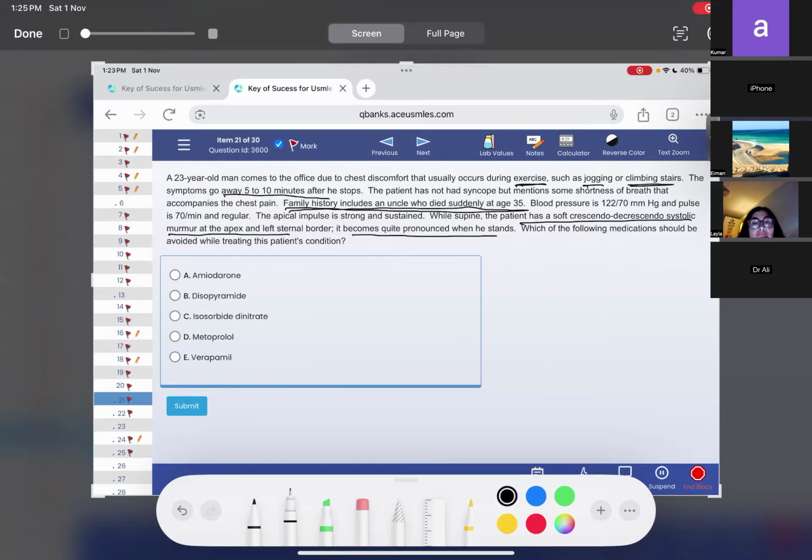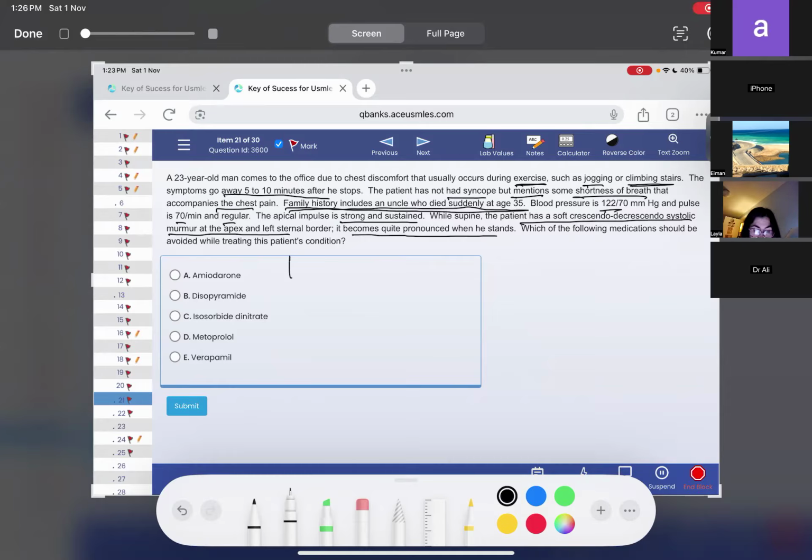The patient has not had syncope but mentioned that he has shortness of breath accompanied by chest pain. Family history of an uncle who died suddenly at age 35. Blood pressure is normal, 122/70, and pulse is 70 per minute and regular. The apical impulse is strong and sustained, which means that there is some type of hypertrophy. So can anybody tell me what the condition is here?